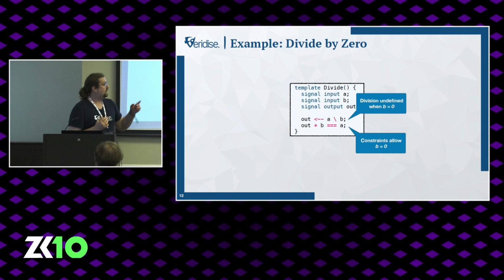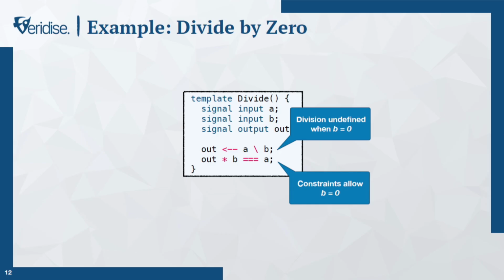What I mean by that is if we assign B equal to zero, then A would also have to be zero, but they can set out to any value that they want. So in the case where B and A are equal to 0, out is completely unconstrained, and it can be set to any value that the attacker desires.